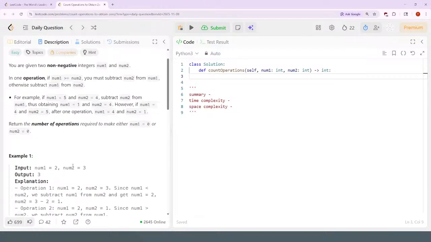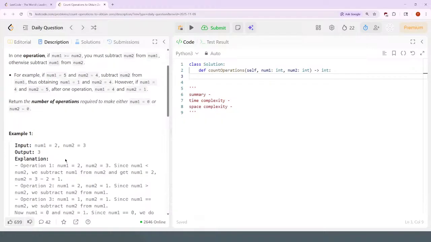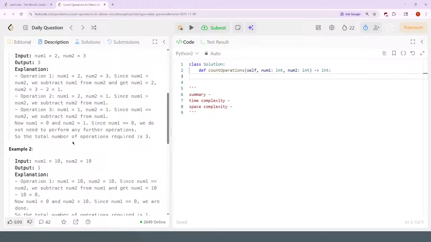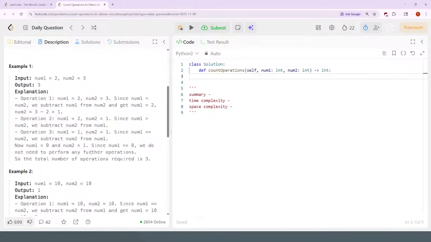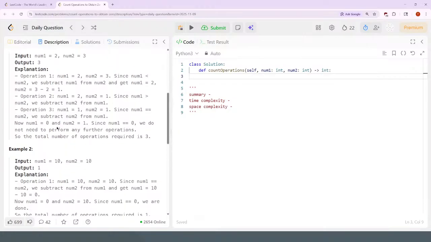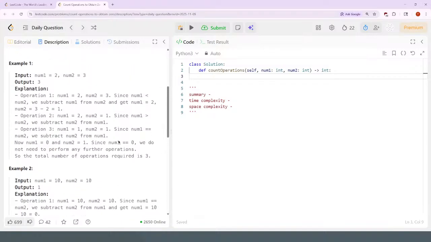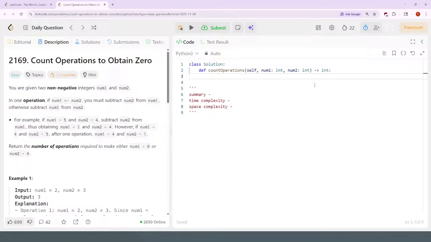Okay, so 2, 3, subtract 2 from 3, so it'd be 2, 1, and then subtract 1 from 2 to make it 1, 1, and then subtract 1 from 1 to make it 0, 1, or 1, 0. So 3 operations. Okay. So let's do the simple way, which is just modeling it, or actually just doing it, and then see if there's a faster way.